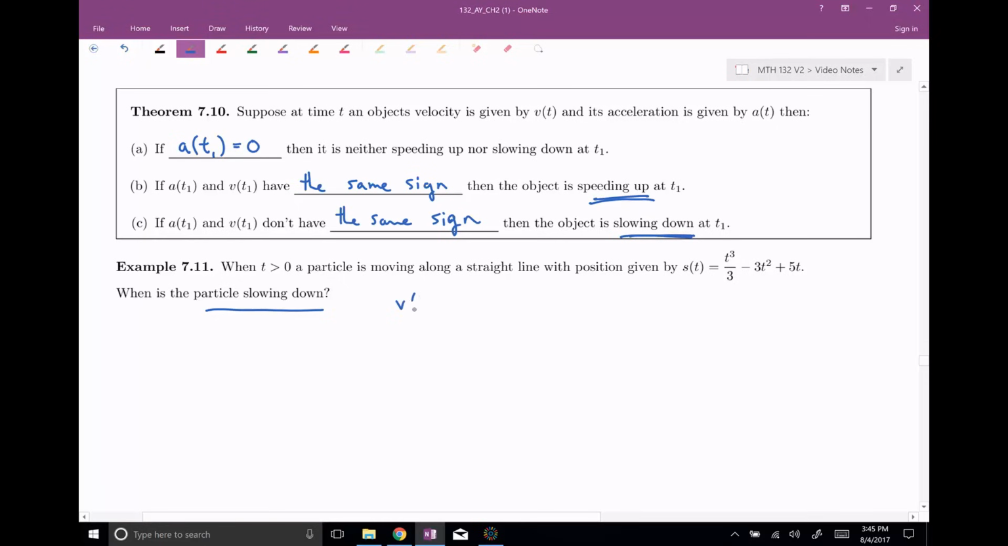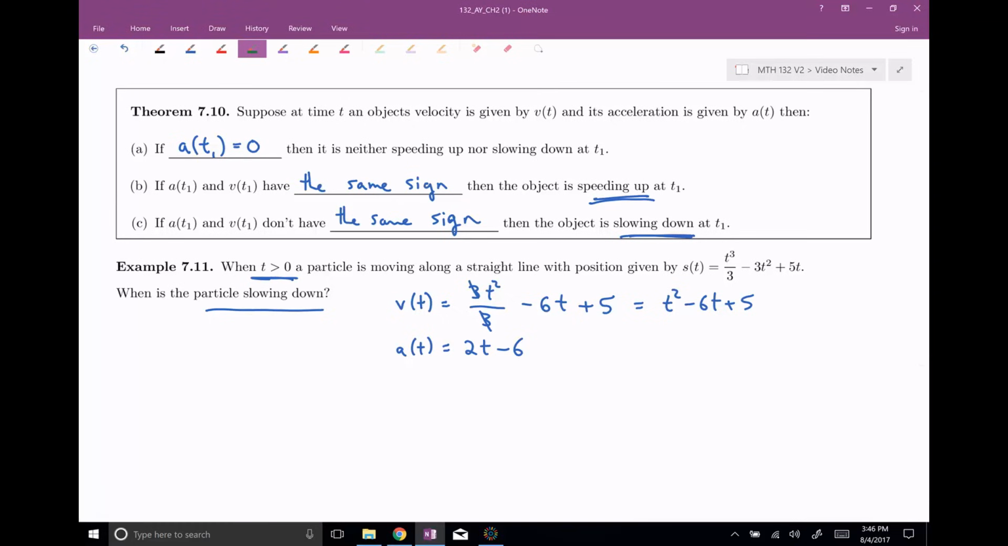First of all, I'm going to calculate the velocity, because I noticed that the position is just given to me. So I get 3t squared over 3 minus 6t plus 5. We can see the 3 and the 3 cancel out nicely, and so we have t squared minus 6t plus 5. How about the acceleration? I can calculate that here. This is going to be 2t minus 6. And again, we're only considering when t is positive in this case.